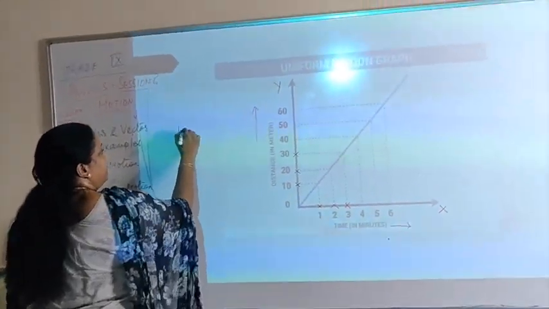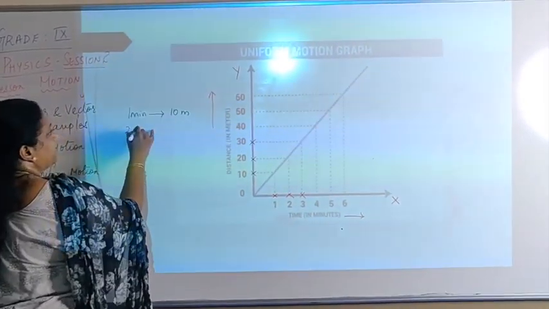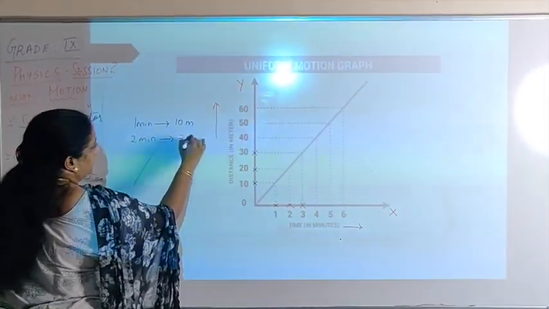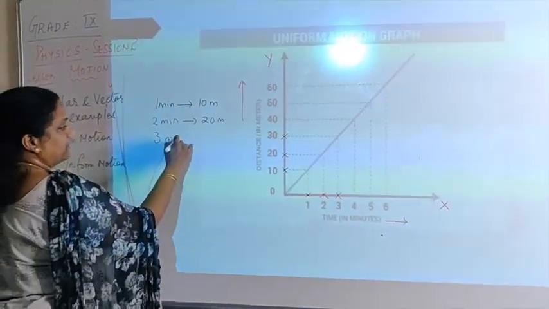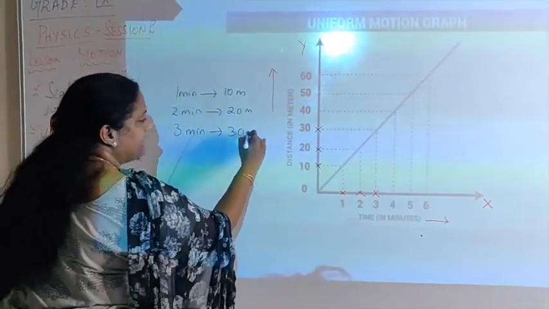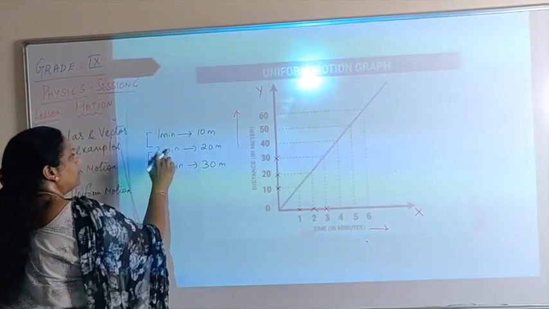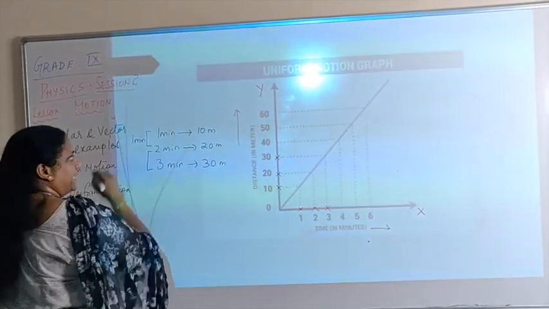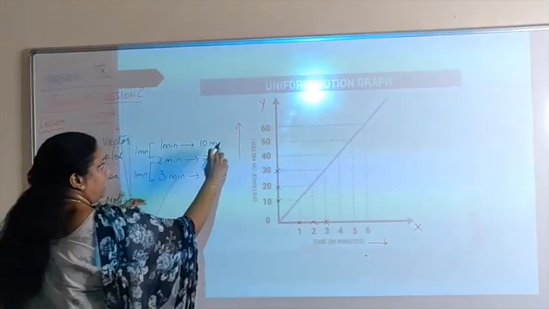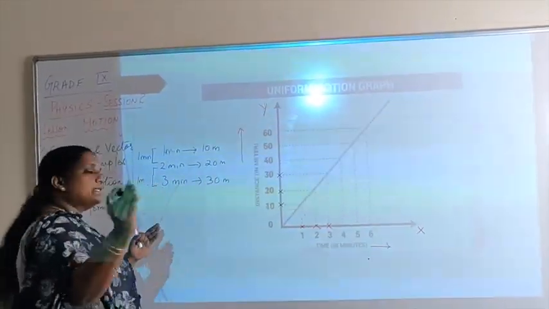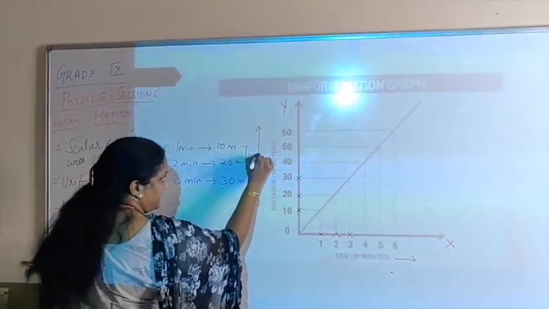Now, in 1 minute, it had covered 10 meters, in 2 minutes, 20 meters, right? And let me write down 3 minutes also. In 3 minutes, it had covered 30 meters. Now, what is the time gap? 1 to 2 is 1 minute, am I right? 2 to 3 is again a 1 minute difference. And what was the difference in the distance that it covered? I will do 20 minus 10, which is 10 meters.